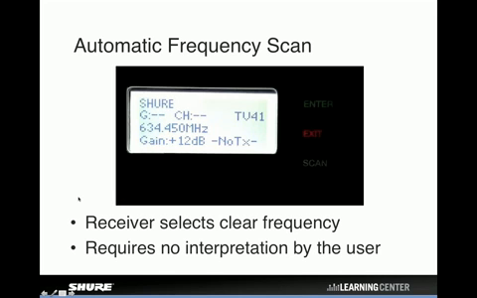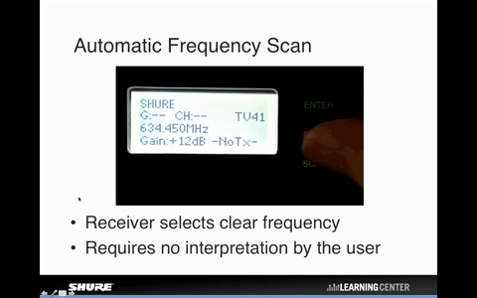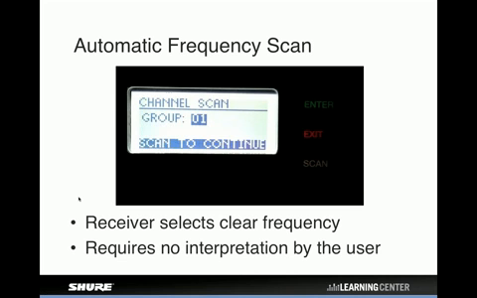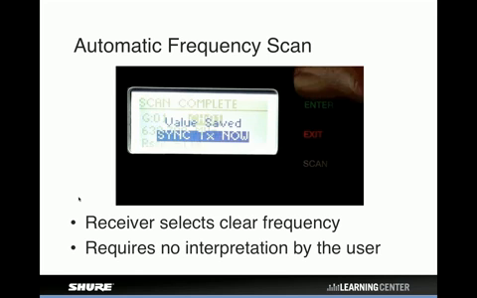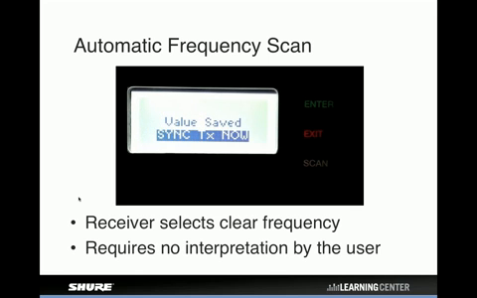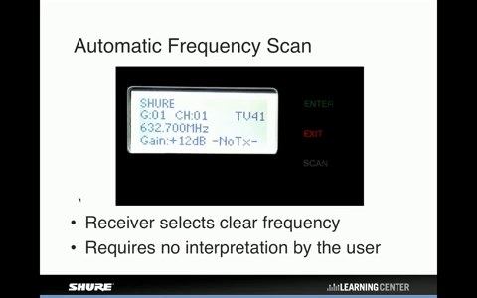And so here's a brief video of a ULXD receiver scanning through group 1, finding the first compatible frequency that's clean and without noise, and then tuning the receiver to that frequency. So this is a great utility that a lot of our wireless products have to help you get up and running without the need for a software suite and connecting everything together via the network.